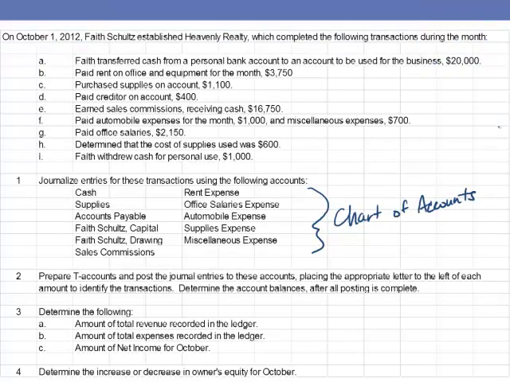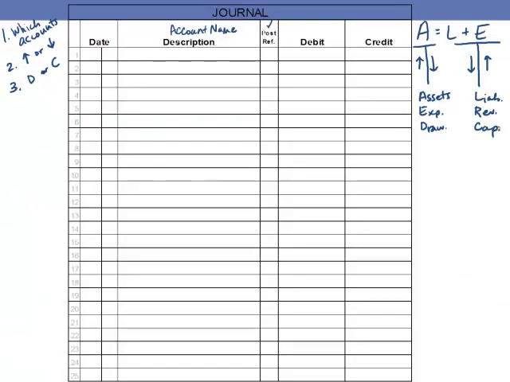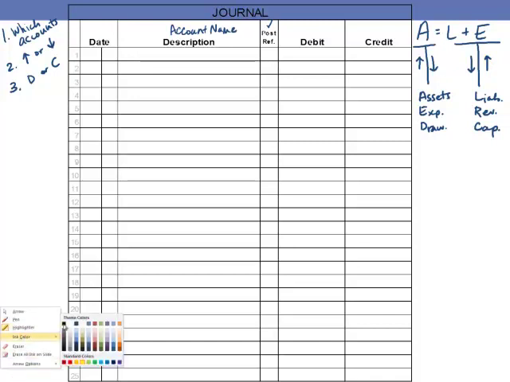Okay, the first transaction, Faith transferred cash from a personal bank account to an account to be used for the business, $20,000. First question, which accounts? She transferred cash to the business. Cash goes up, capital goes up. So cash and capital are the two accounts. They both go up. Cash is an asset. To make an asset go up, we debit. Capital is an equity account. To make it go up, we credit.